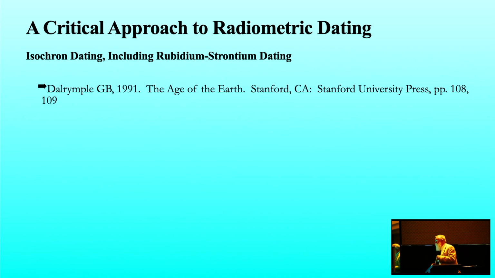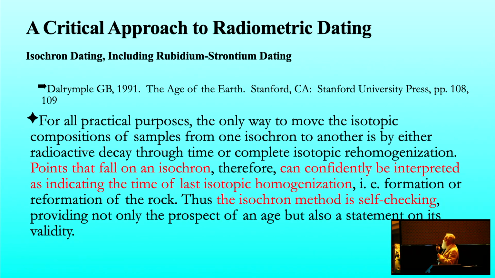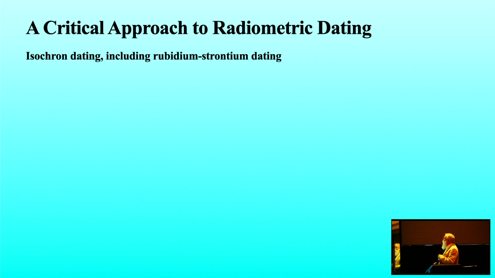And according to Dalrymple, this is the age of the earth again, where he's trying to persuade creationists, he will say points that fall on an isochron can confidently be interpreted as indicating the last time of last isotopic homogenization, that is, formation or reformation of the rock. Thus, the isochron method is self-checking, providing not only the prospect of an age, but a statement on its validity. If you see one of those straight lines, you've got an age, period. So all you creationists, listen up. Okay.